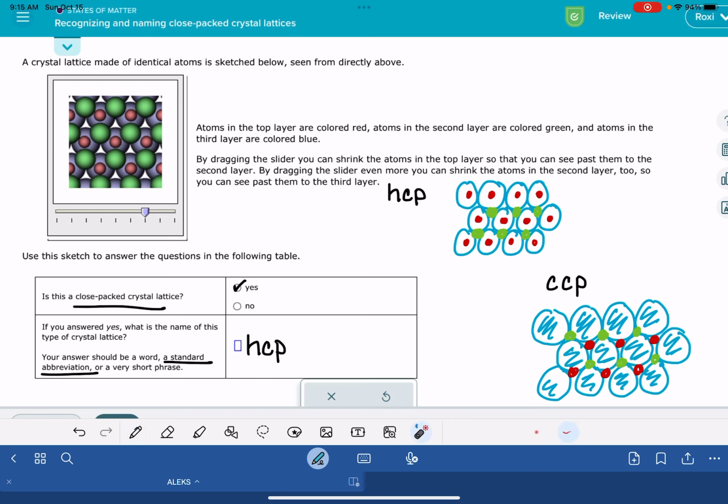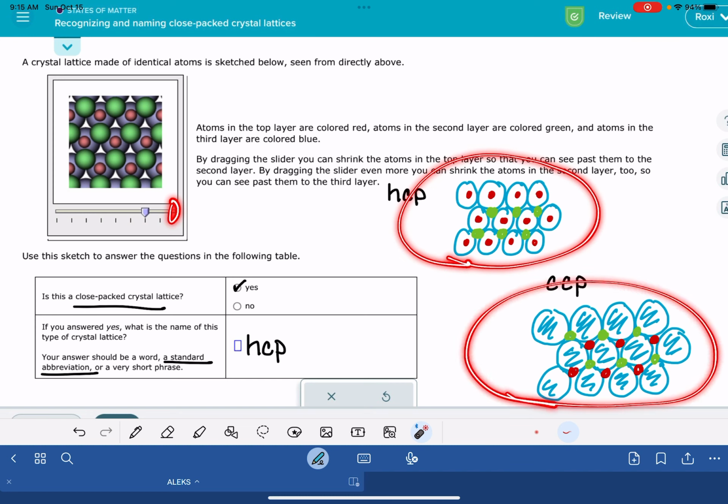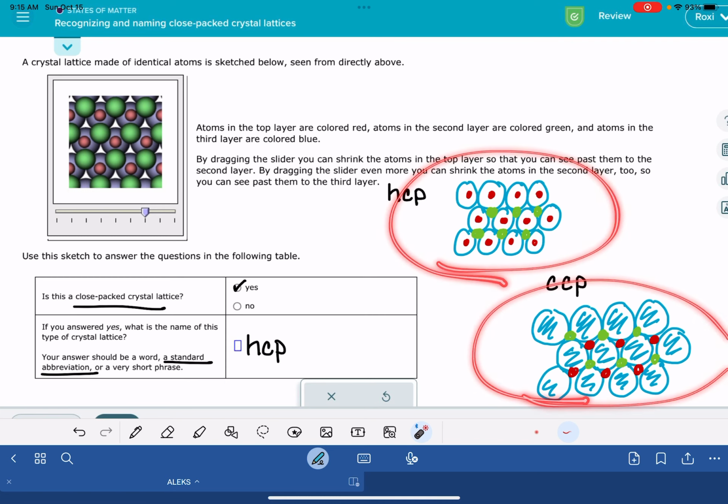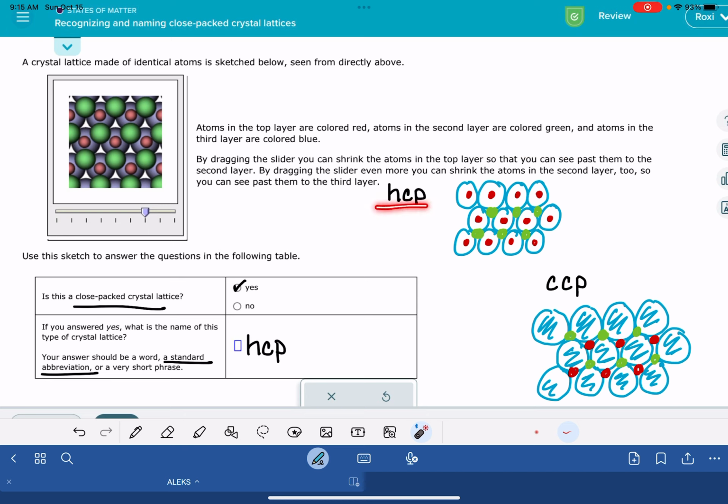With yours, as you're scrolling across, you get yourself all the way to the end. If you don't see this pattern, and you don't see this pattern, then your answer here is no, you do not have a close packed crystal lattice, and then you're not going to answer this second question at all. Now, I do want you to be careful. You're not necessarily going to see the exact same colors as me, but you should be able to see this repeating pattern, either this pattern right here or this pattern right here. And if you see one of those two, then you'll know that it is either hexagonal or cubic close packed.